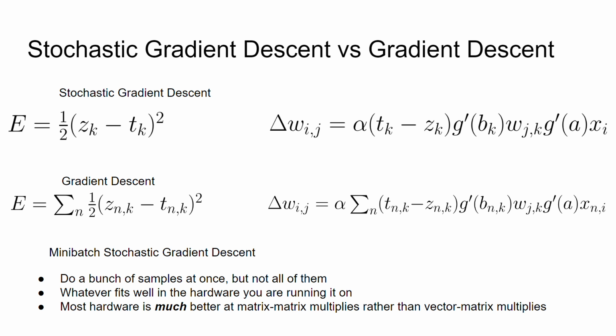And in particular, it turns out that on modern hardware, so much more of your time is spent accessing this memory to get your weights. There's a huge advantage to using the weights multiple times rather than just using the weight once, which is what we get in the pure stochastic gradient descent version. So that ends up being a huge optimization that's important.